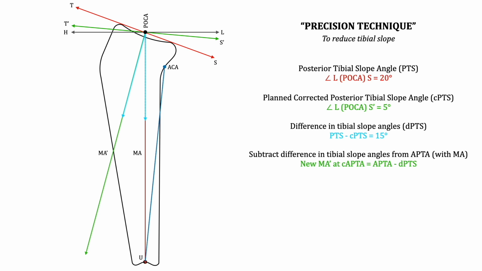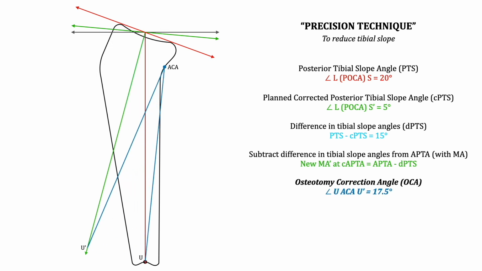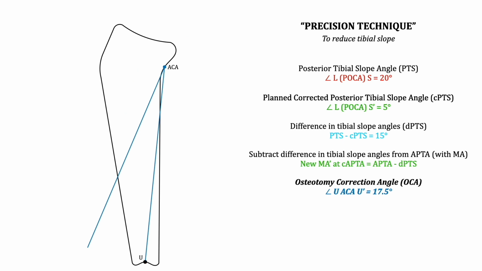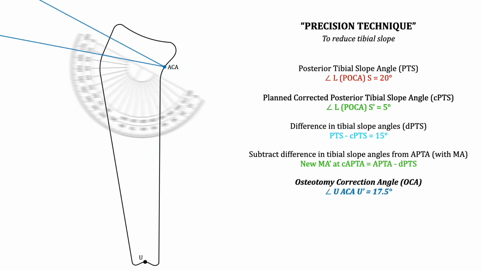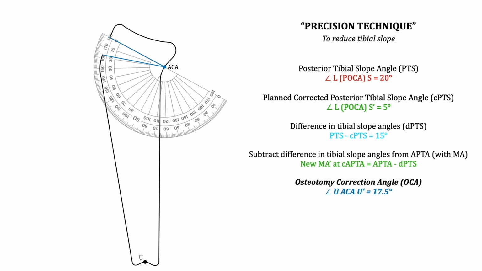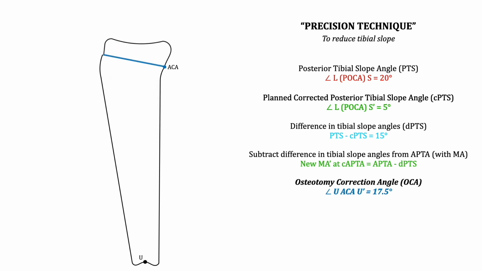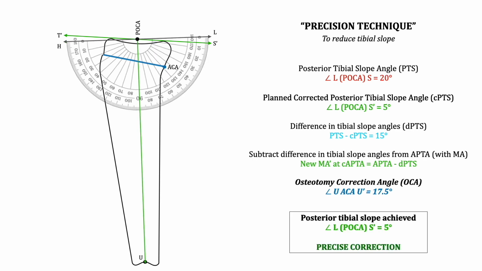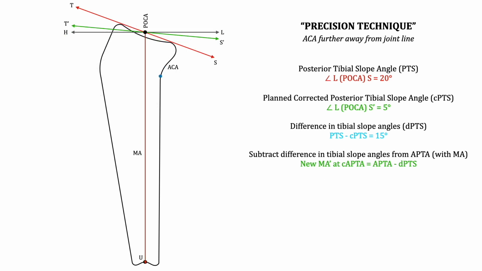We then extend an arc of radius ACA to U onto the new mechanical axis MA' till it intersects at point U'. This measure of angle U-ACA-U' is the final precise osteotomy correction angle. As we see here, when we replicate the osteotomy using this OCA, we get the precise corrected planned postoperative posterior tibial slope value of 5 degrees without any errors.